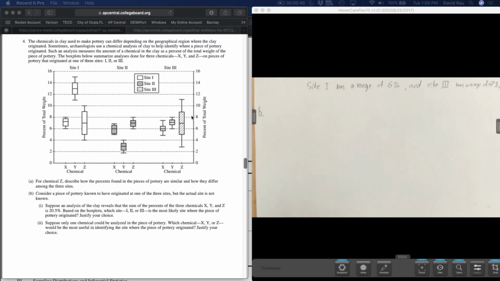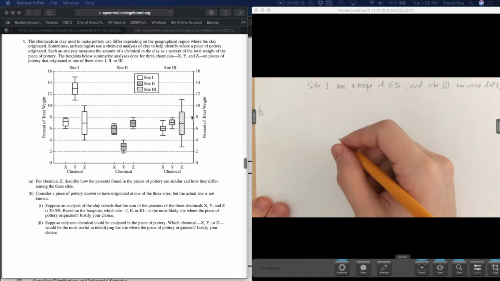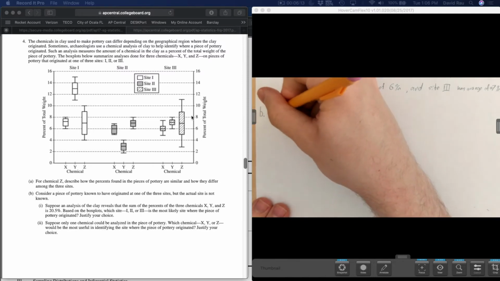Okay, so consider a piece of pottery known to have originated from one of these 3 sites, but the actual site is not known. So suppose an analysis of the clay reveals that the sum of the percentages of the three chemicals, X, Y, and Z, is 20.5%. Based on the box plot, which site 1, 2, or 3 is most likely the site in which the pottery originated? Justify your answer.